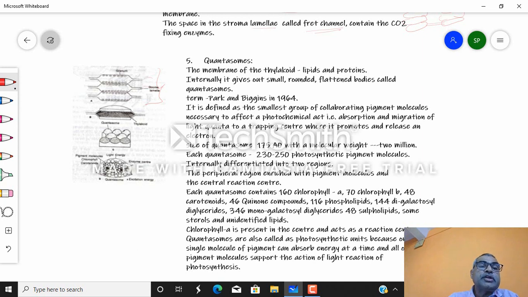So this is a region of the granum. This is one thylakoid, and when you take a section of this thylakoid, there is a membrane on the outer side, and internally on the inner membrane such spheroid bodies are present. These spheroid bodies are called quantasomes. So internally it gives out small rounded flattened bodies called quantasomes.